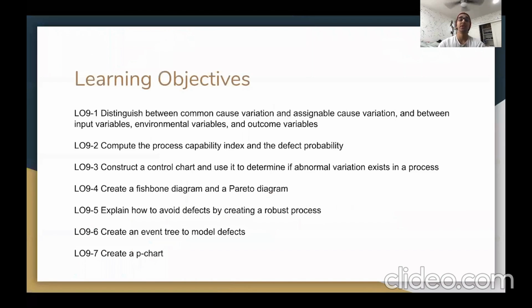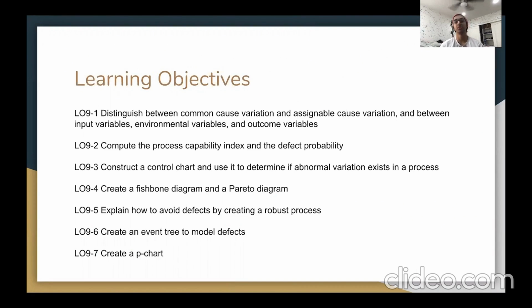Before I get started, here are the learning objectives we'll cover today. We'll learn how to distinguish between common cause variation and assignable cause variation, as well as input variables, environmental variables, and outcome variables. In 9.2, we'll learn how to compute the process capability index and defect probability. In 9.3, we're going to learn how to construct a control chart and use it to determine if abnormal variation exists in a process. With 9.4, we'll learn how to create a fishbone diagram and a Pareto diagram.